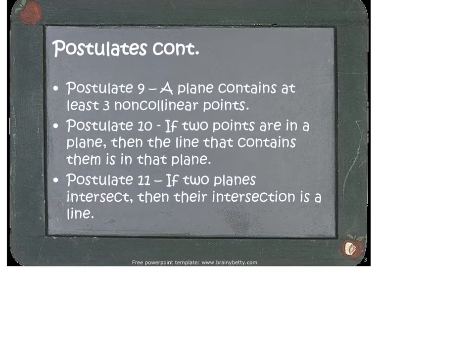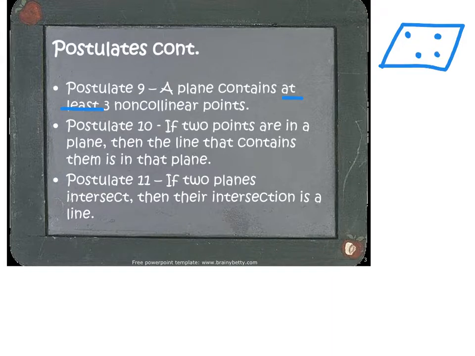Postulate number 9 states that a plane contains at least 3 non-collinear points. What this means is we can have more than 3 in our plane, but we need a minimum of 3 to name the plane. So again, if I were to draw a parallelogram looking shape, I could have my 3 points in here, but I could also have a 4th one or a 5th one. It doesn't matter. So you need at least 3, but you could have more. That's what postulate 9 states.